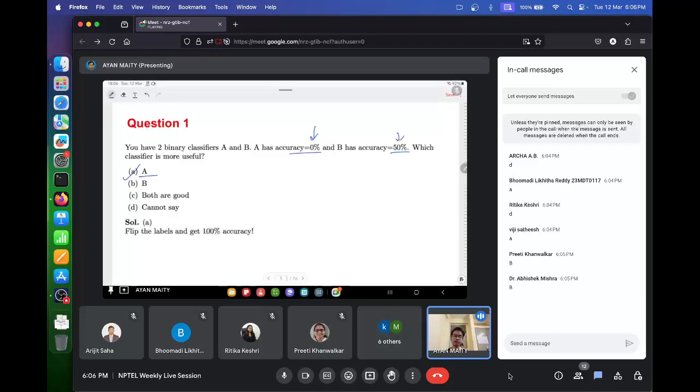So it is like random. Classifier B has an accuracy of 50%. That means it's basically predicting random outputs, so it is not very useful. But if we know that A has accuracy 0%, we can just flip the output of A. That would give me the correct prediction for every data point. So even though A has 0% accuracy, it is still useful. It is more useful than classifier B. So that's why option A is the correct answer.